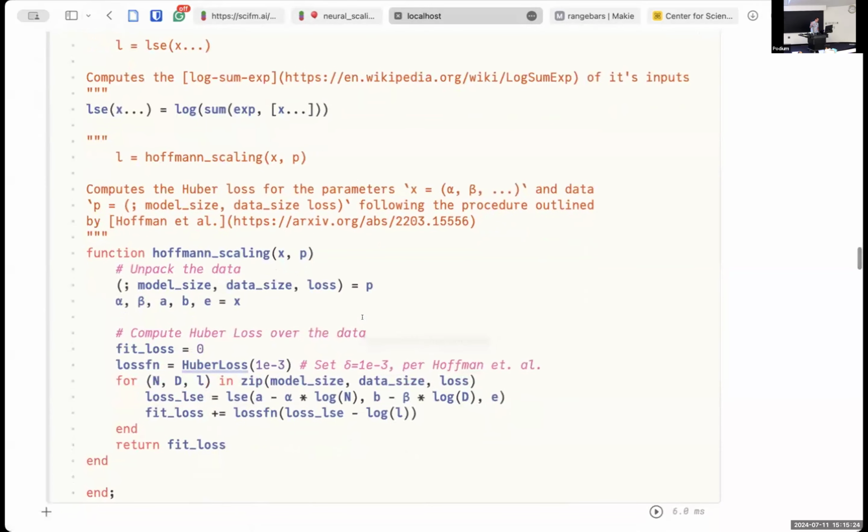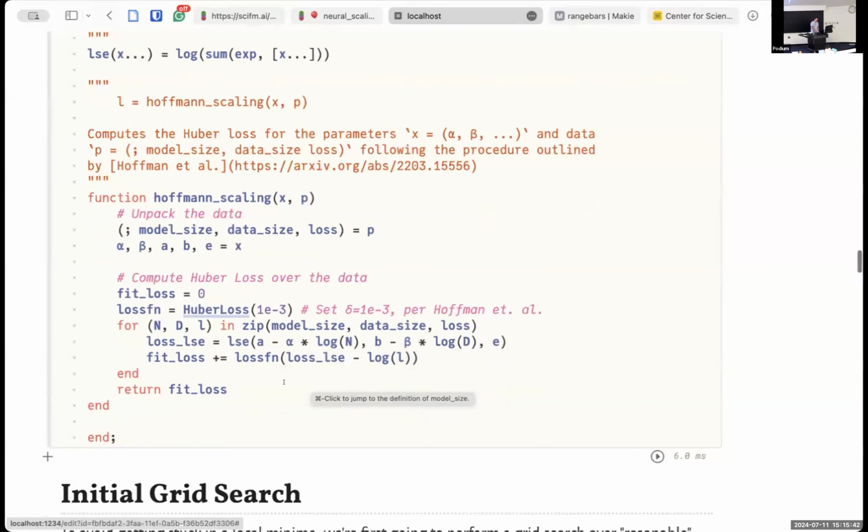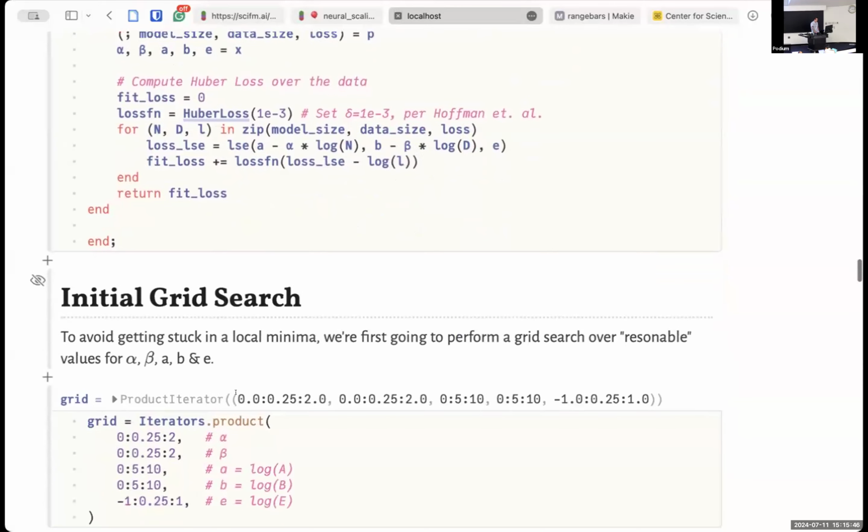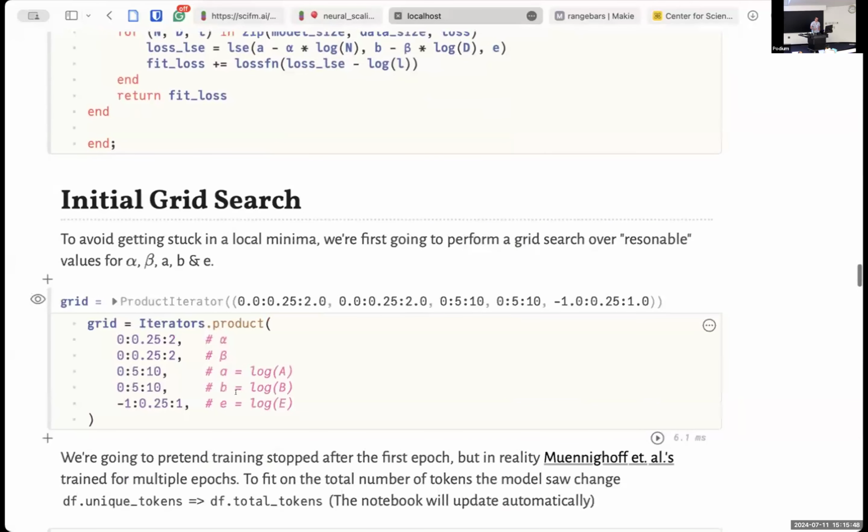Okay, so here's the code. It's pretty straightforward. We have a nice little helper here computing our LSE. And then we're just going to unpack our data and then our parameters. And then we're just going to loop over each one of our model size and data size. We're going to compute the Huber loss, tally it up, and return it. Very straightforward.